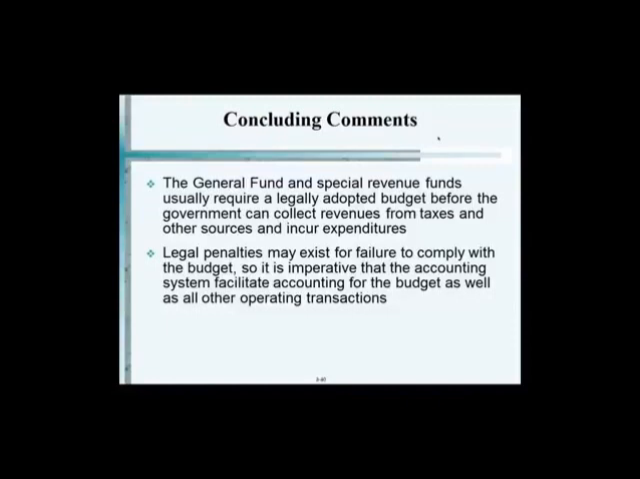We looked at the different types of budgetary accounts: expenditures, estimated revenues, appropriations, encumbrances. We looked at other financing sources and uses. We looked at the format of the statement itself. And we looked at some of the journal entries, more specifically, one to record the budget and the other to record an encumbrance. So, any questions?